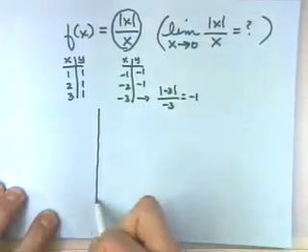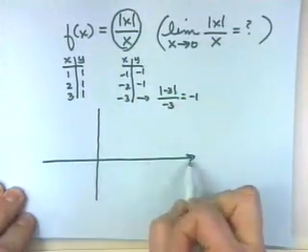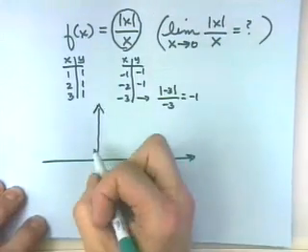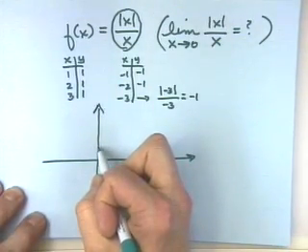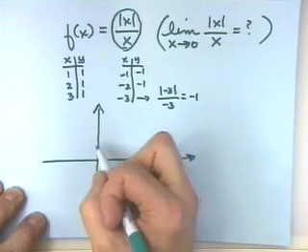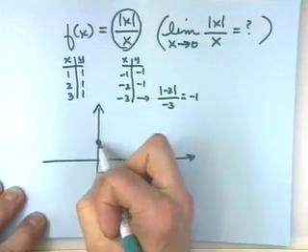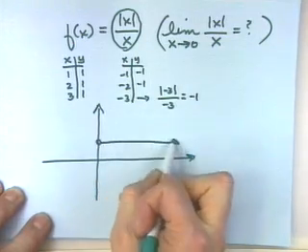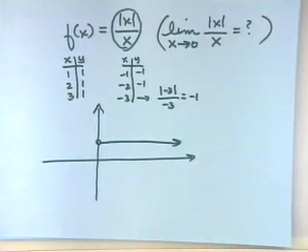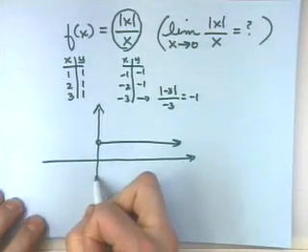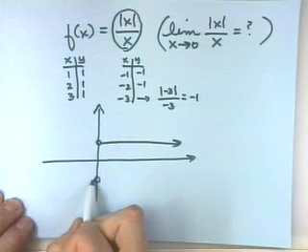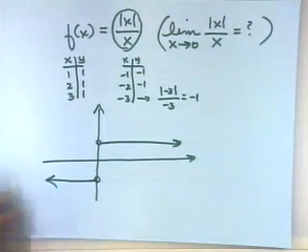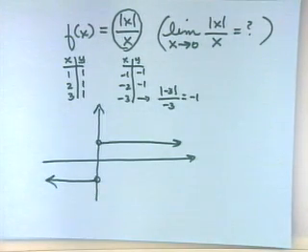So a picture of this: if x is positive, not 0, we get 1, right? And if x is negative, not 0, we get negative 1. So there's a picture of this thing. Certainly it has a problem at 0.